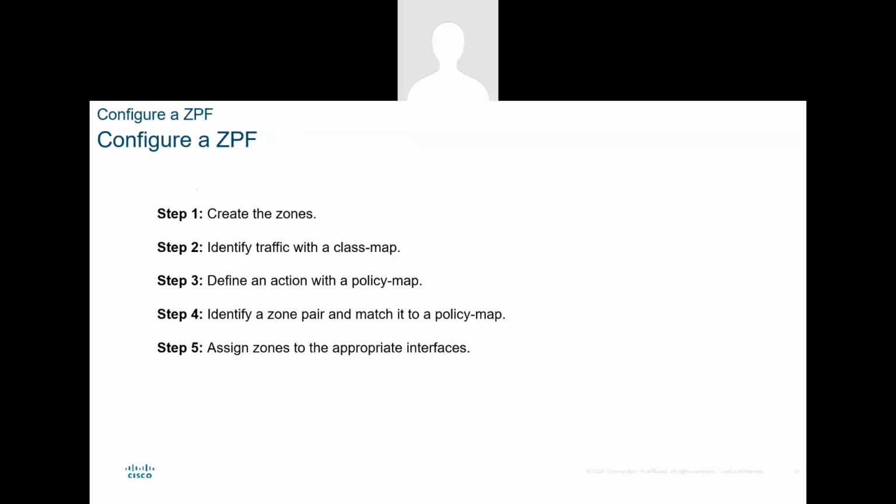So when we configure a zone-based policy firewall, there are 5 steps that we have to go through. We create the zones. So we define the security zones to group the interfaces together. We want to identify traffic with a class map. This specifies what types of traffic the firewall will inspect or filter out. You want to define an action with a policy map. This is where you assign the inspect, drop, or pass actions to that classified traffic. You identify a zone pair and match it to a policy map. This defines the traffic flow between the zones. And finally, you assign the zones to the appropriate interfaces. So we want to apply that firewall policy to the router interfaces.